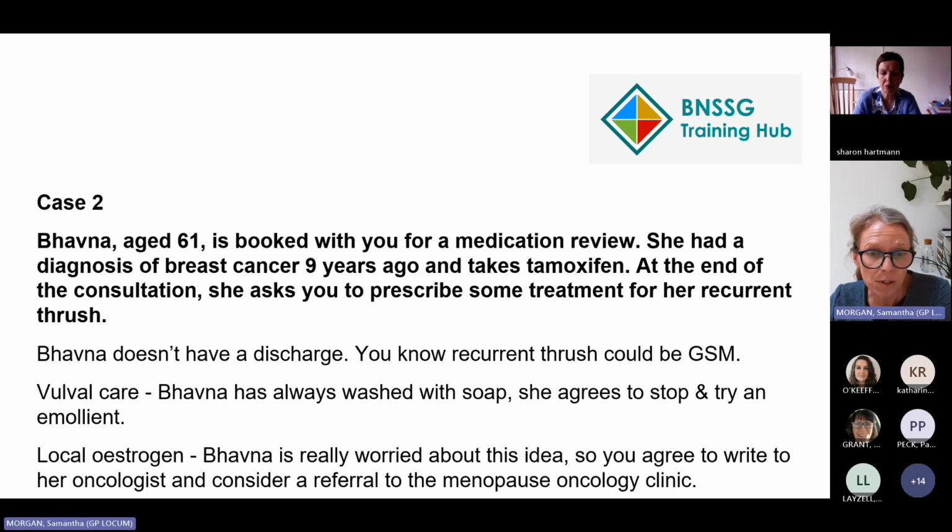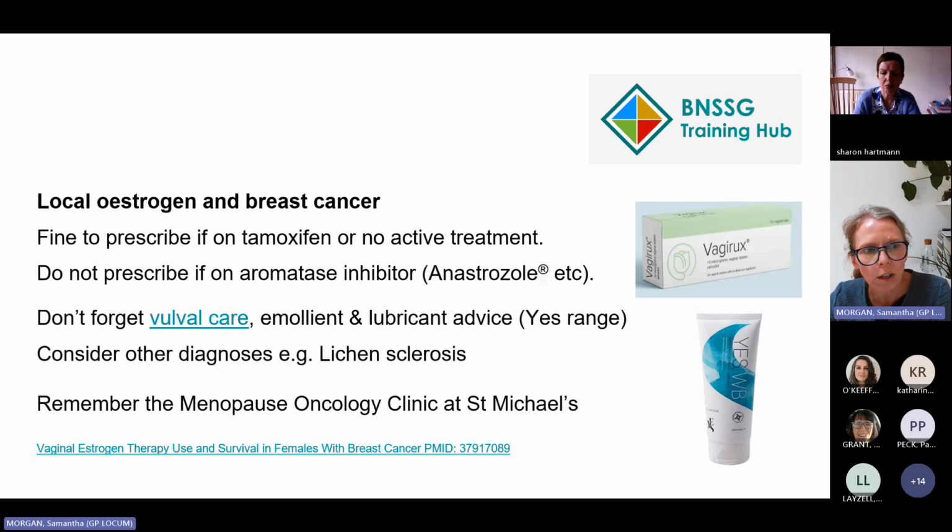And then we come on to thinking about local estrogen. Traditionally, we've often been quite worried about using local estrogen alongside tamoxifen. This is something that we can look at introducing in primary care. We'll all have different levels of confidence and experience in doing so. But for example, we know that local estrogen is fine to use alongside tamoxifen, or if somebody isn't on any active treatment for their breast cancer.